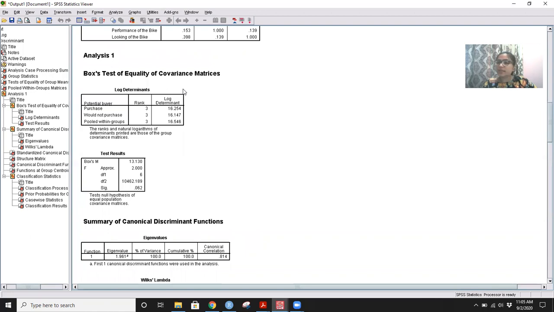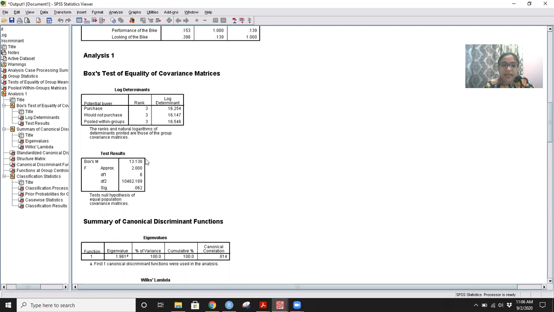So this particular test is necessary to justify one of the assumptions in discriminant function analysis. That assumption says that the variance covariance matrices should be equal. Okay, so for Box's test, you could write down the null hypothesis if you're taking it down. The null hypothesis is that the population covariance matrices are equal, and alternative is that the population covariance matrices are not equal. And for us, what is desirable? The null hypothesis is desirable.